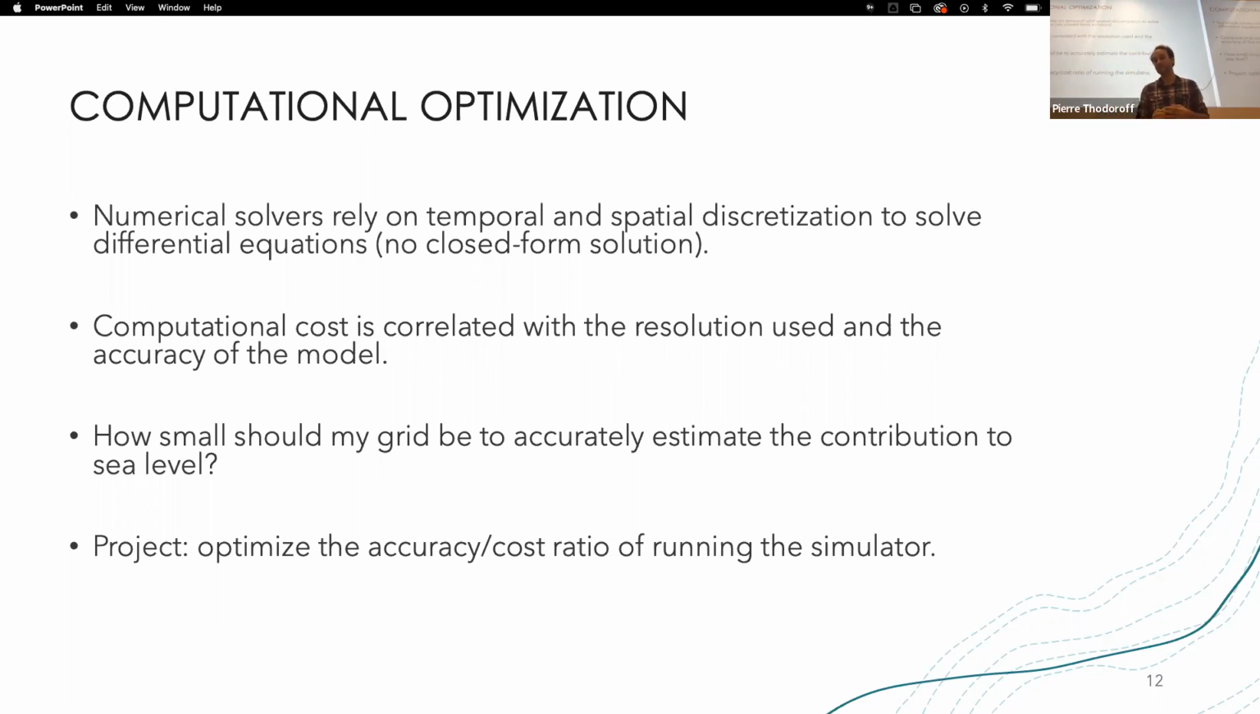And so the project we're working on basically is, how do you optimize this accuracy-cost trade-off in an automated way of running the simulator? How do you identify when you need high resolution versus low resolution? And how do you do all of this, basically.